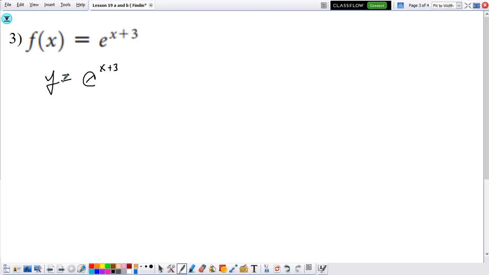Now that we've written it in terms of y, we have to switch those variables. Every time you see a y, you write an x, and every time you see an x, you write a y. So this is what we have so far.